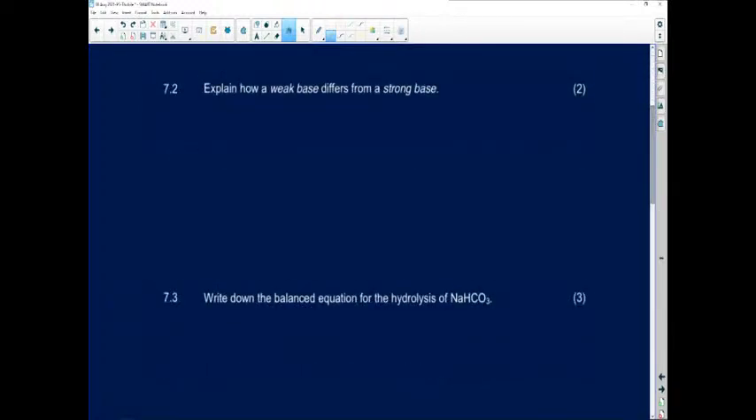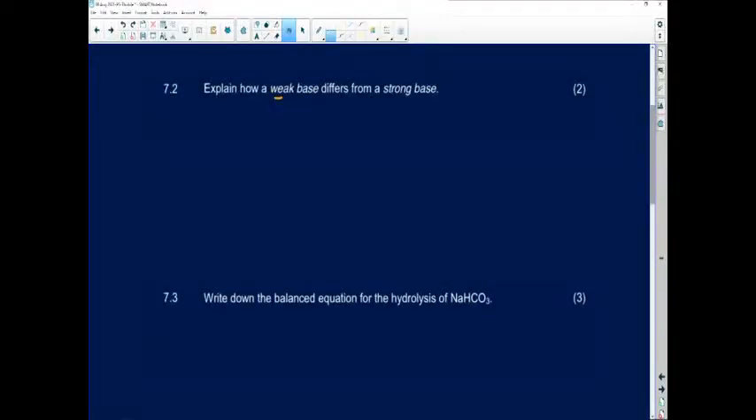Number 7.2 says, explain how a weak base differs from a strong base. Now, a question like this can come from acids as well. Sometimes they'll tell you a reaction where we use HCl and then maybe acetic acid. They're both acids, but there is a difference between a strong acid and a weak acid. And what makes them different between weak and strong is how they dissociate. So the first one, when we talk about a strong base, remember it is for 2 marks, so I would have 2 different sentences to show the examiner that you know exactly what's going on.